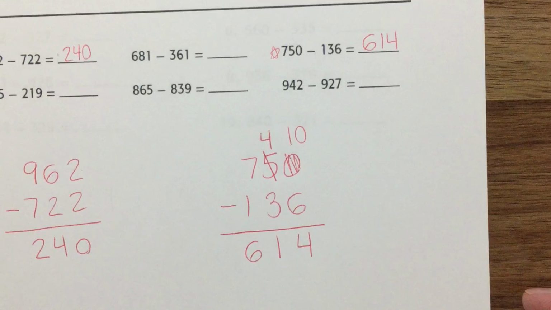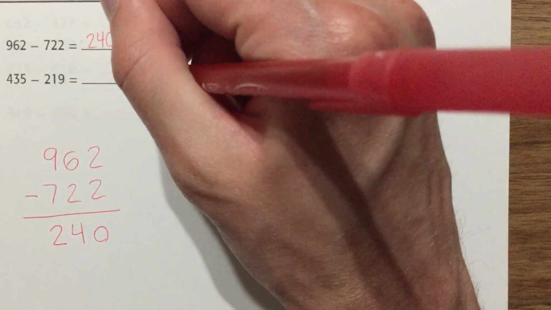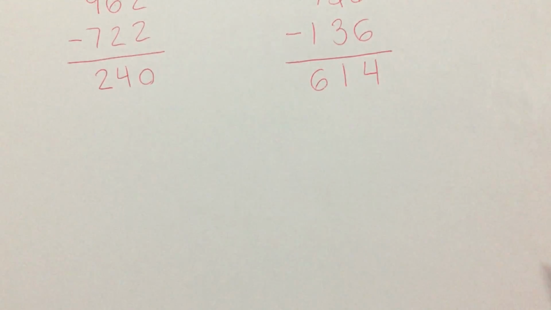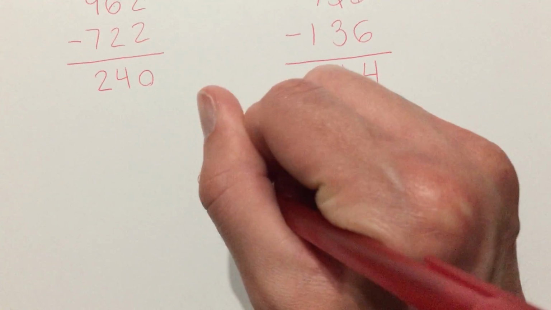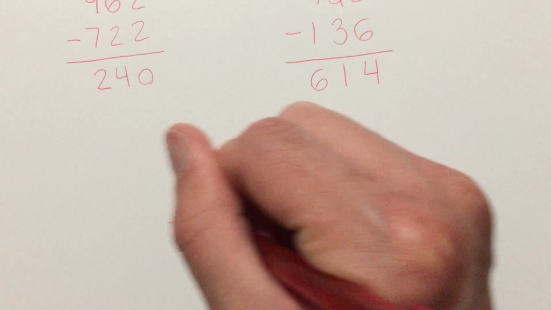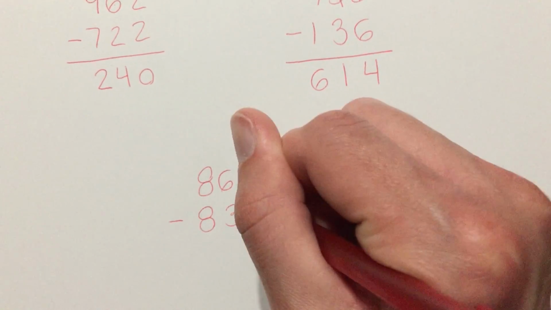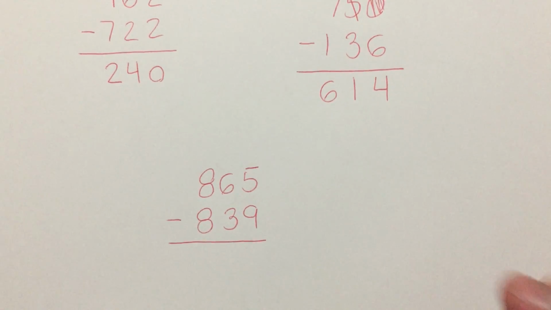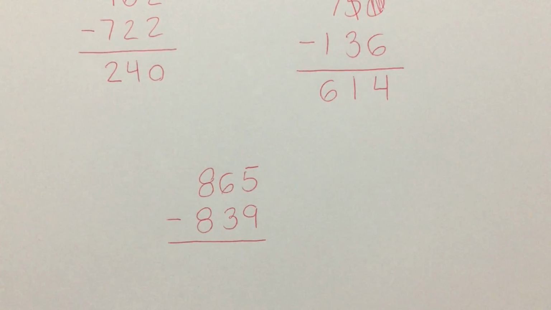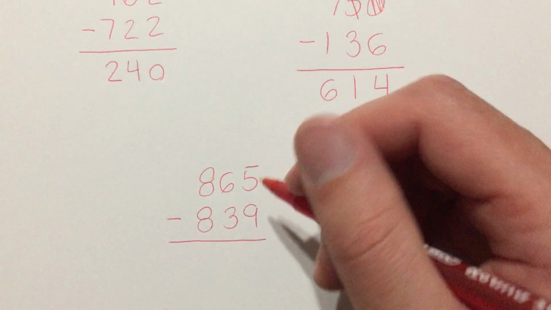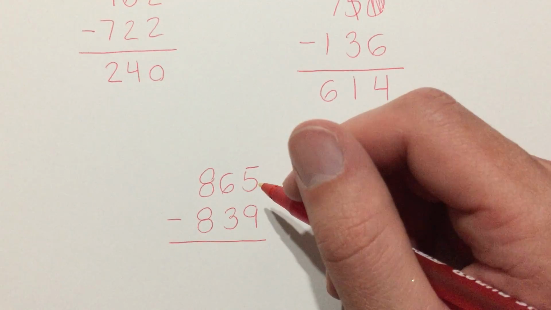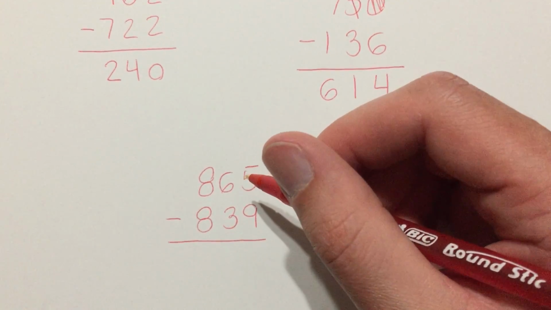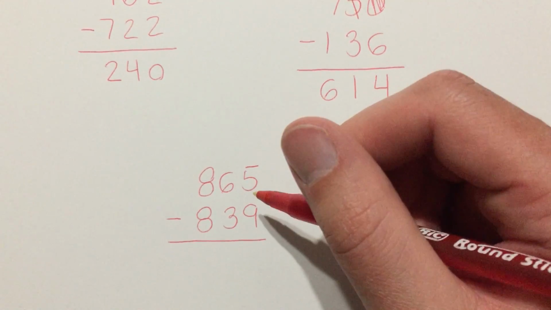Now, let's do one more on this page, I think. Let's take a look at this one right here. 865 minus 839. So we make sure that our ones are all lined up, our tens are lined up, and our hundreds are lined up. Once we've got that, we are good to rock and roll. So 5 minus 9. Can we take 9 away from 5? We cannot, because 5 is a smaller number than 9.